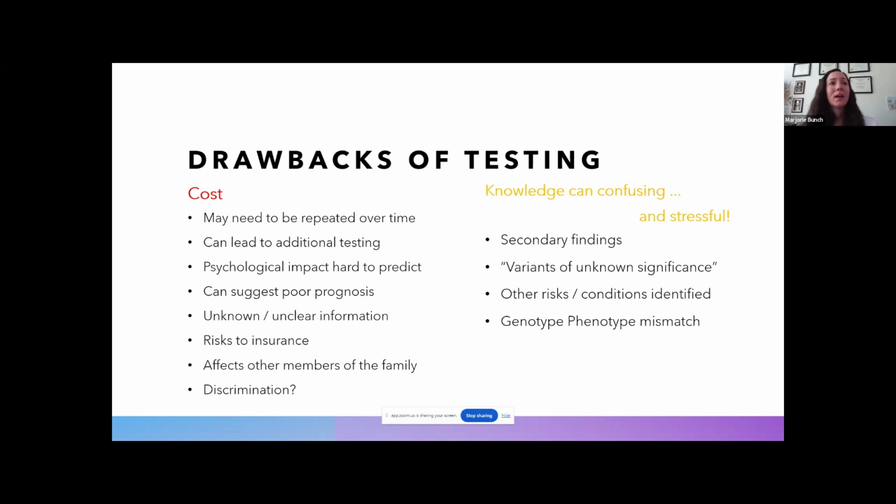Well, cost, and it may need to be repeated over time, so multiple costs. And it can lead to additional testing, which is time, money, and stress. The psychological impact can be really hard to predict. One of my best friends got genetic testing, not for epilepsy, but to look at her cancer risk because she was concerned about her family history and she was about to have kids. So about 5 years ago, she got tested and she was told she didn't have any of the known cancer genes. And so she breathed a sigh of relief.